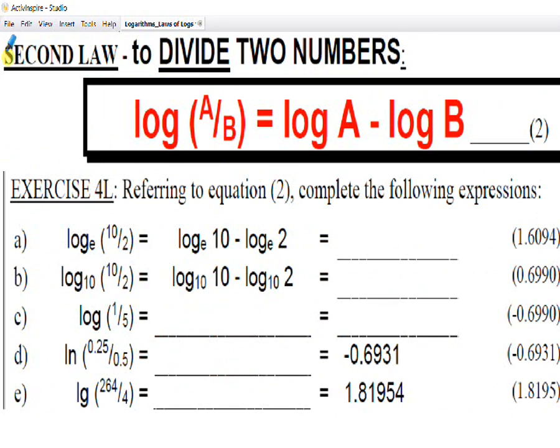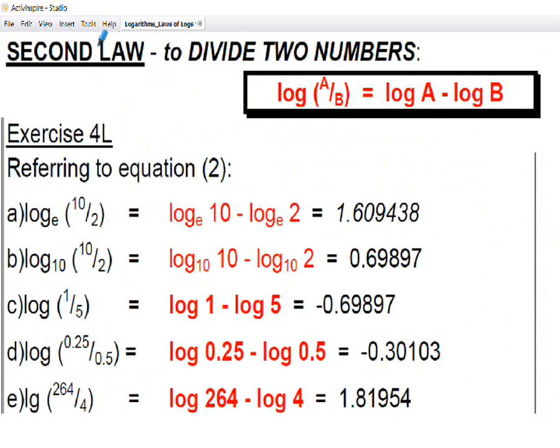The second law states that if we have the log of a divided by b, that's equal to the log of a take away the log of b. And that's law 2. So for example, now if we have log to the base e of 10 divided by 2, we could write that as log to the base e of 10 take away log to the base e of 2. You may want to fill in the rest of the table here to practice the second law. And here are the solutions to the second law problem, exercise 4L, for your reference.